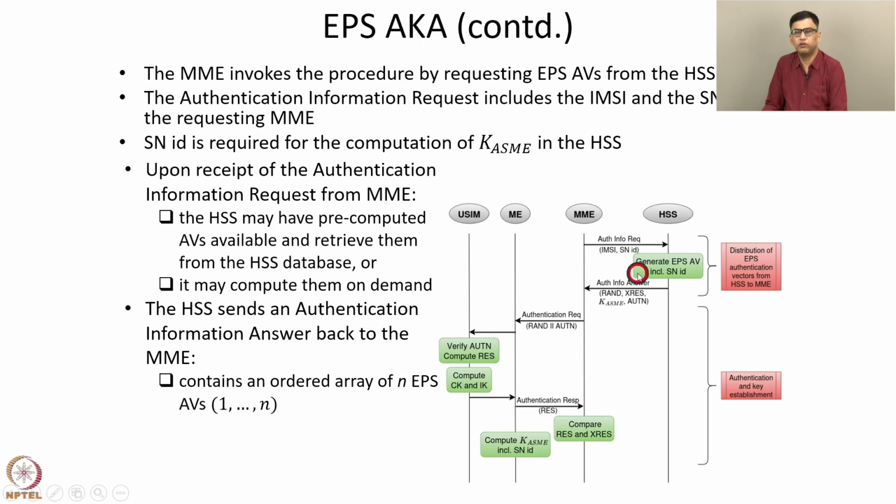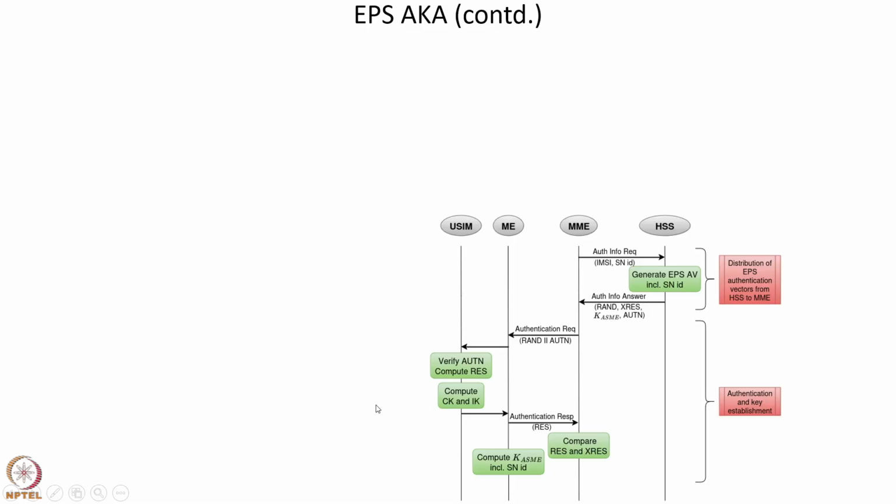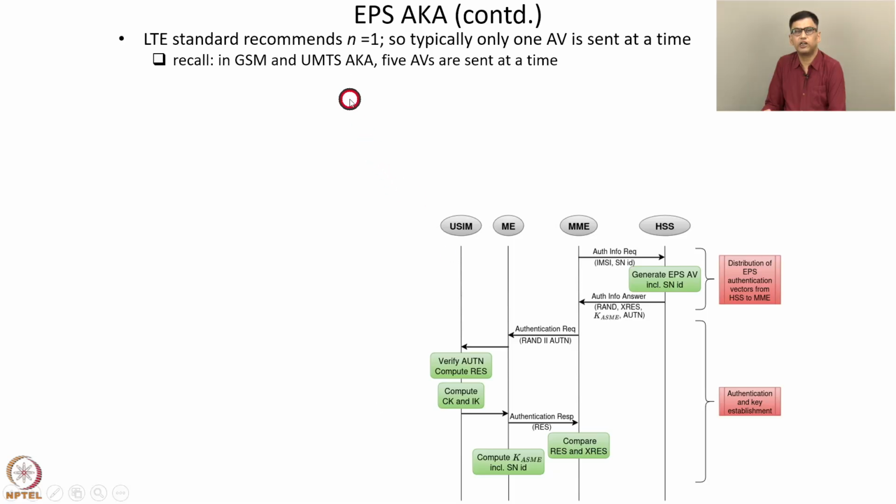This is in contrast to UMTS, in which 5 authentication vectors were typically sent. If n is greater than 1, then the EPS authentication vectors are ordered based on the sequence number. But in the case of LTE, the recommended value is n equal to 1. So the LTE standard recommends n equals 1, and typically only one authentication vector is sent at a time.